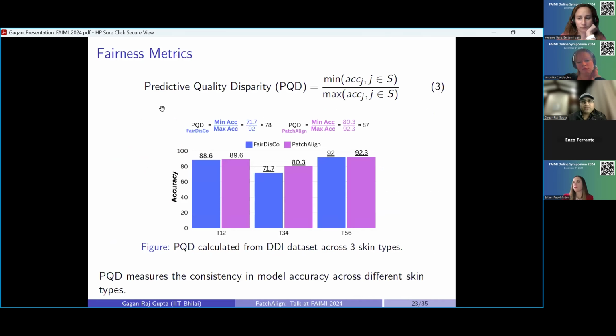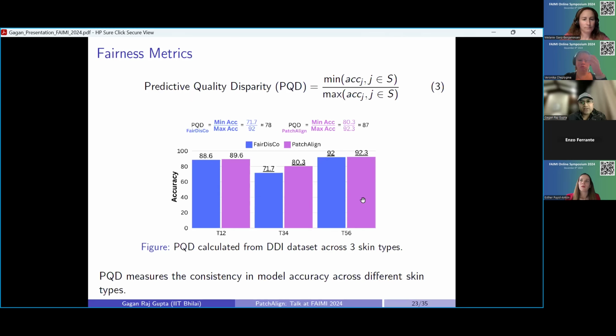And let's now look at the fairness metrics. So one of the metrics we work out is this predictive quality disparity, where we are looking at the minimum accuracy achieved over a skin tone divided by the maximum that we achieve on a skin tone. So in this example from DDI, I have grouped them into three groups, T1-2, T3-4, and T5-6. And FairDisco is a previous state-of-the-art paper which achieves these accuracies of 88.6, 71.7, and 92. So the minimum was 71.7 among these blue bars, and the maximum was 92. So the PQD was 78.